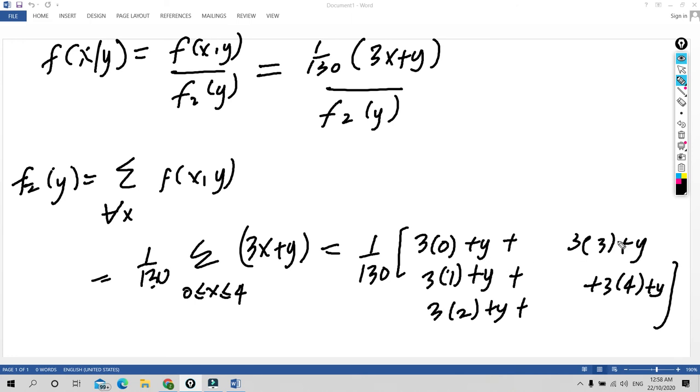So I have 1, 2, 3, 4, 5y here, so 1 over 130 times 5y, plus the constants: 3 multiplied by 1 is 3, 3 plus 6 is 9, 9 plus 9 is 18, 18 plus 12 is equal to 30. So I have here 5y plus 30.